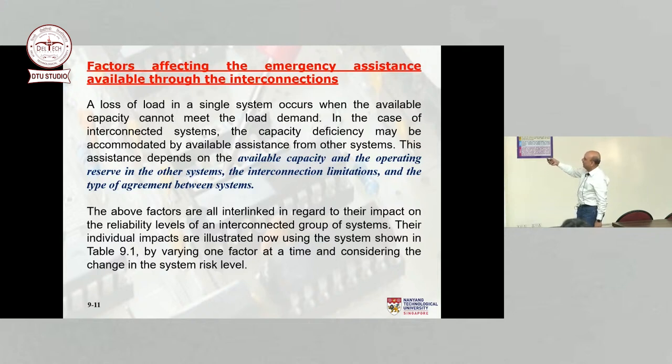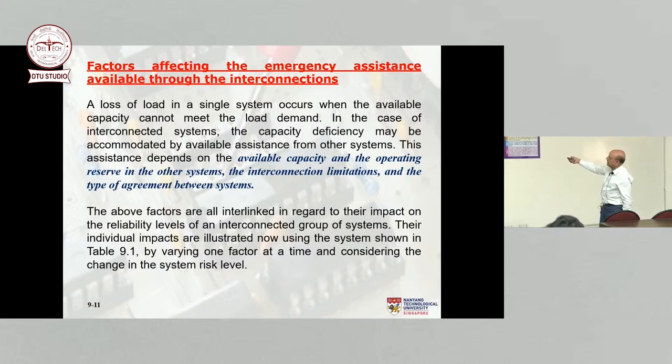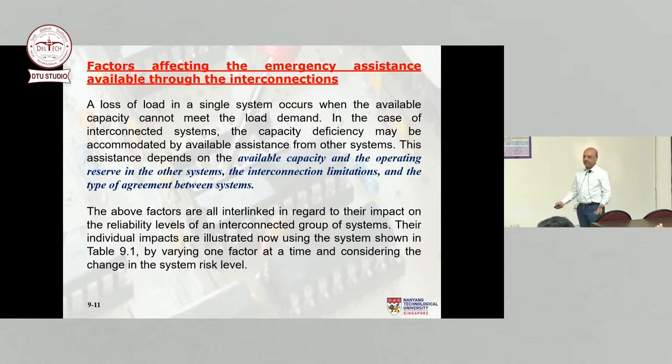So we have now seen that already when we connect the two systems, the reliability improves. We expected that to happen, okay? Now, this assistance depends upon several factors: available capacity and the operating reserve in the other systems, the interconnection limitations, and the type of agreement between systems, right? We can easily appreciate that. The above factors are all interlinked in regard to their impact on the reliability levels.